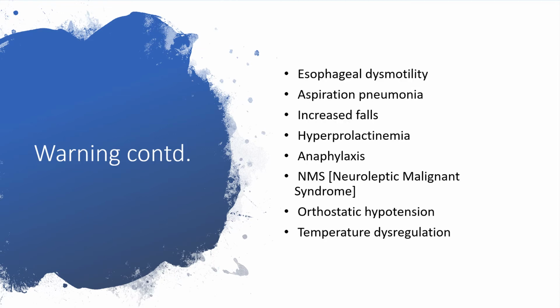Still on warning, we might be battling with esophageal dysmotility, aspiration pneumonia, increased falls, particularly in elderly, hyperprolactinemia. You see, this is a problem for women of childbearing age, right? So we need to explain this to them before they commence, because with hyperprolactinemia, they may now come down with infertility problems. Anaphylaxis is possible, and of course, neuroleptic malignant syndrome is very possible here, on account of which the individual will be admitted into the emergency room. Orthostatic hypotension is possible, and temperature dysregulation is very common.